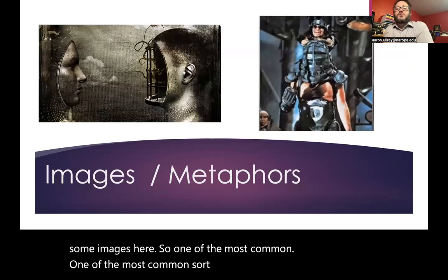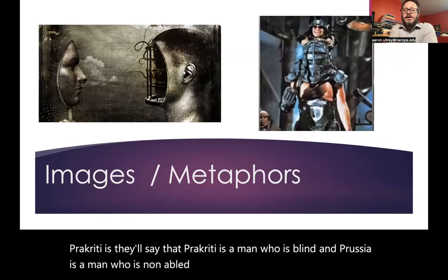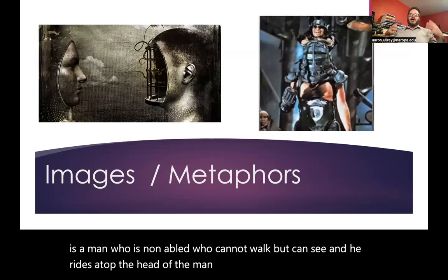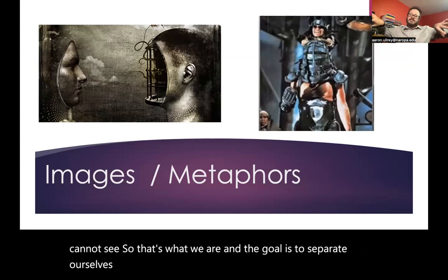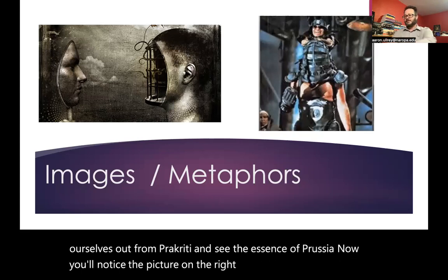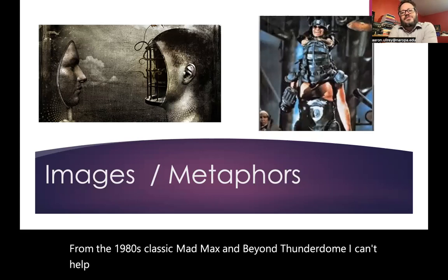notions of what is Purusha and Prakriti is that Prakriti is a man who is blind, and Purusha is a man who is non-abled, who cannot walk, but can see. And he rides atop the head of the man who has the physical body, who cannot see. So that's what we are. And the goal is to separate ourselves out from Prakriti and see the essence of Purusha. Now, you'll notice the picture on the right is Master Blaster from the 1980s classic Mad Max Beyond Thunderdome. I can't help myself. So the thing is to see that this is like an absolute dualism.